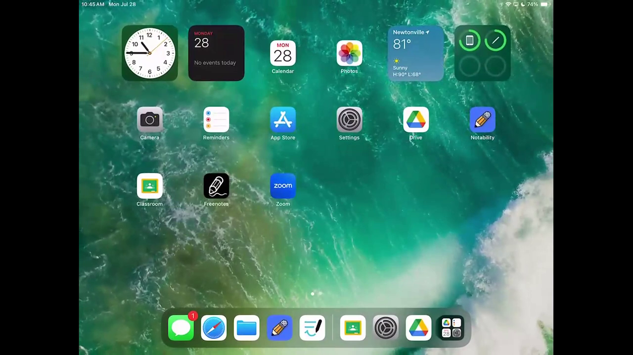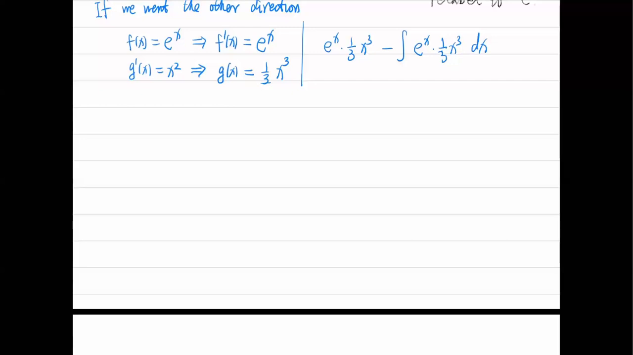Okay, another technique: trigonometric integrals. Okay, we'll start with something easier.